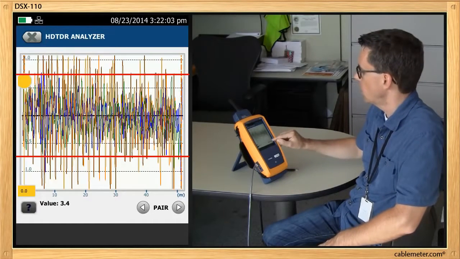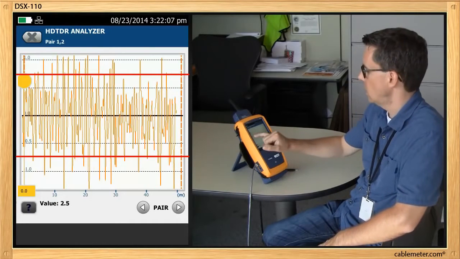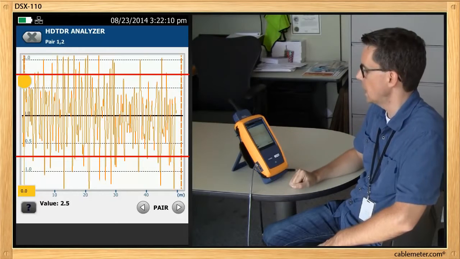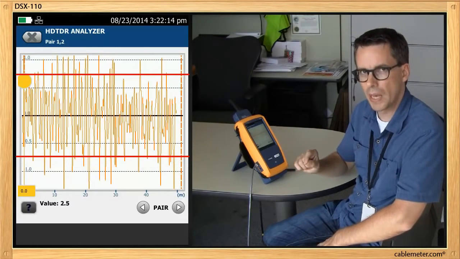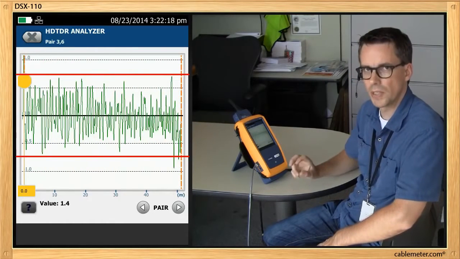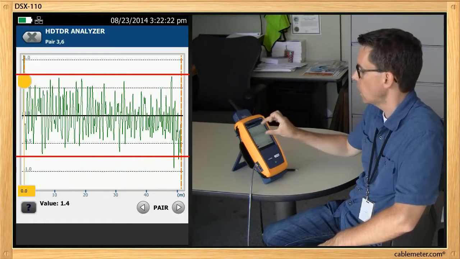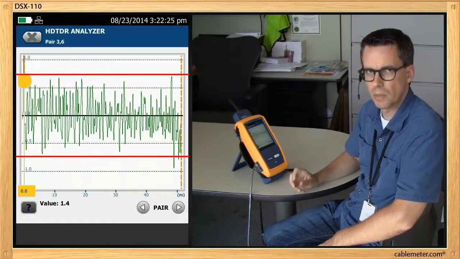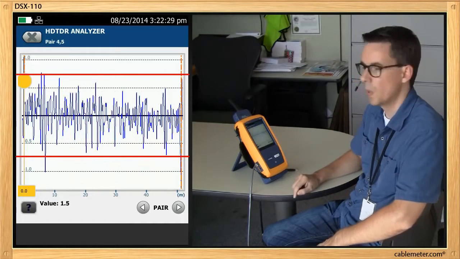Let me go to that orange pair. Remember that orange pair didn't look too good either? Well, look at the TDR response. Again, it doesn't look too good, but the other pairs did pass with good margin. So when I look at those TDR responses, I see a very different trace, a lot cleaner. Not even close to my 0.8%, my minus 0.8% guide. And again, I can look at the other pair as well.